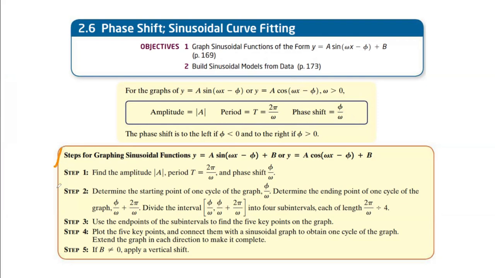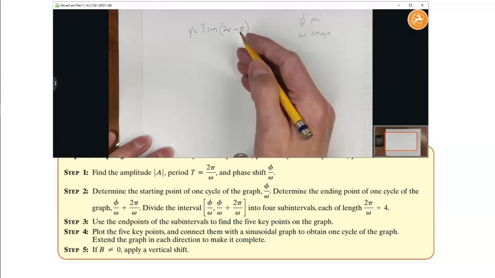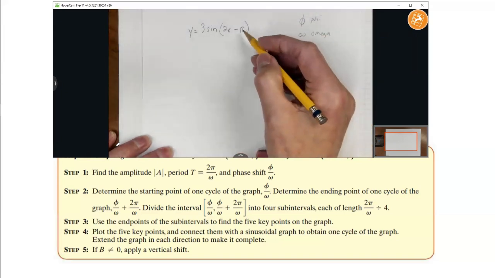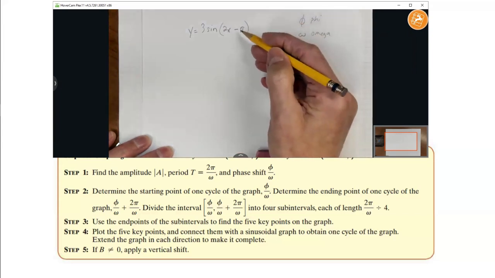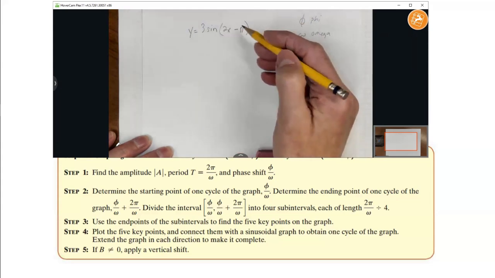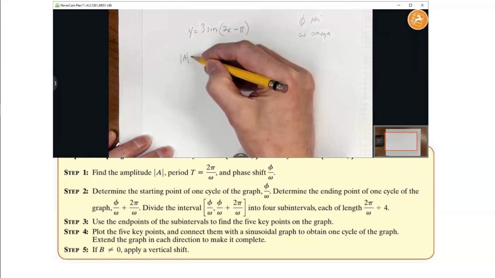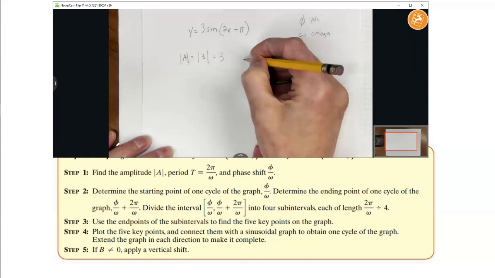Okay, and then we've got a step-by-step here as to how to do this. So let's just apply those steps. We're going to take a little example here. We've got y equals 3 times the sine of (2x minus pi). Remember that in our little system here, this symbol represents phi, and this is omega. So first of all, the amplitude. That's 3. And we're going to find the period.